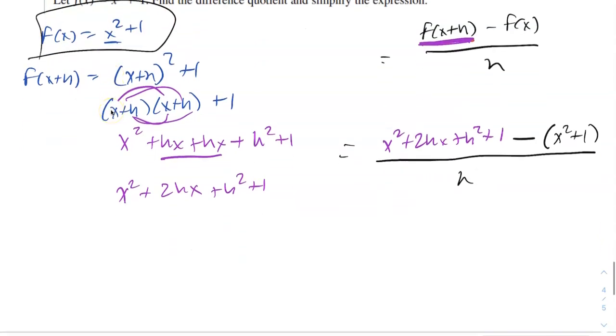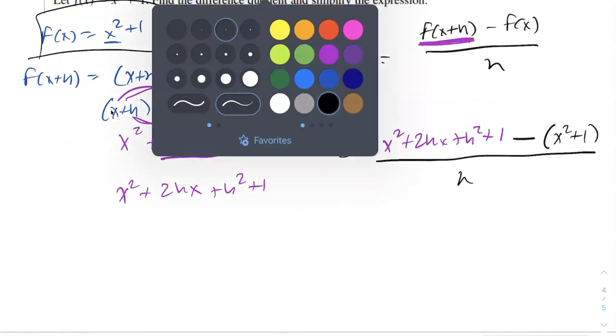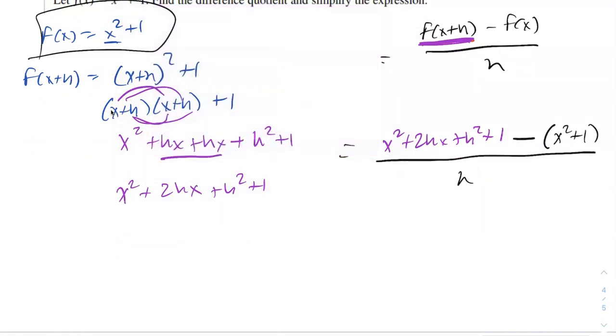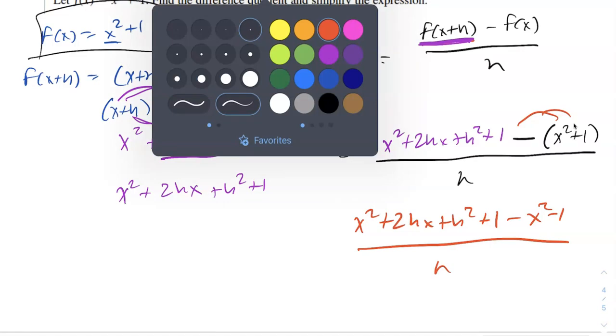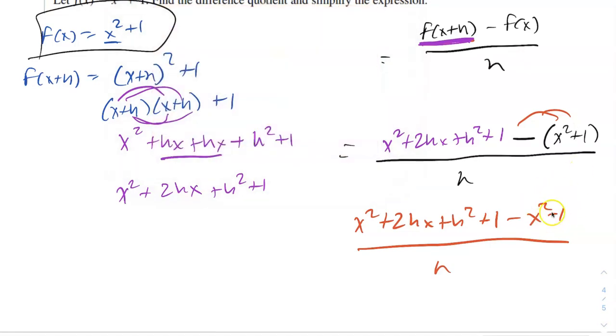And all we have to do now is simplify and see what happens. Very important this is in parentheses because we want to distribute. We're going to get x squared plus 2hx plus h squared plus 1 minus x squared minus 1, all over h. The negative gets distributed to both of them. Now if we see this, a couple things cancel if you did it correctly. Basically everything from the f of x should cancel. X squared cancels with x squared, and 1 cancels with 1.